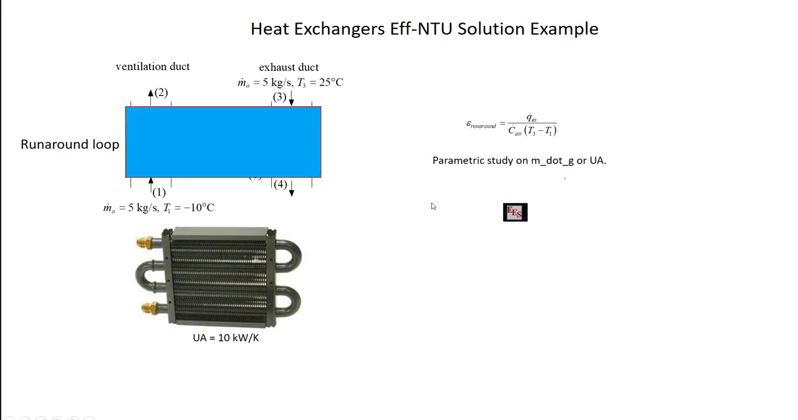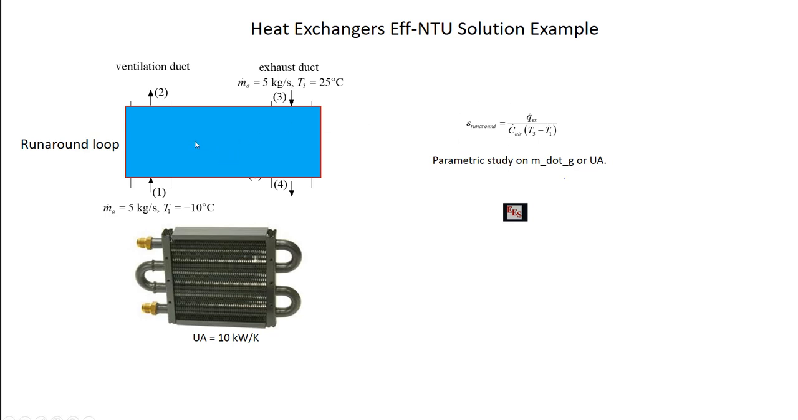I can do a few different things to look at the solution and understand it. One thing is, just stepping back, if I consider this runaround loop as a heat exchanger, not as two individual heat exchangers, but as one heat exchanger, and ignore what's going on inside of it, I can define an effectiveness for the runaround loop.